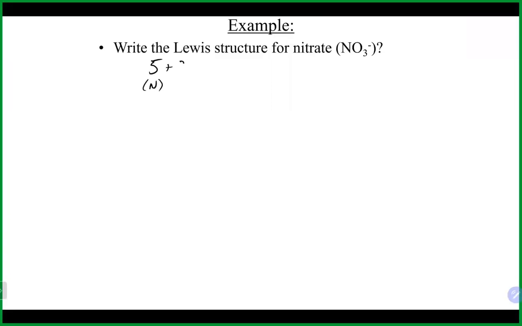There are 3 oxygens. Each oxygen is group 6 from the periodic table. And now we have a -1, which means it has gained an electron. So we do need to add that into our total so that we end up with the right number of electrons. It's a lot of math. It's 18, 19, like 24-ish, give or take. Math wasn't my thing either. It's okay. 24 valence electrons.